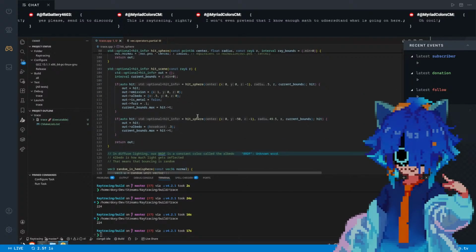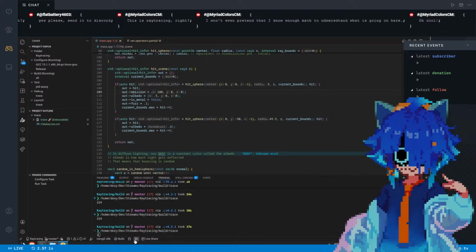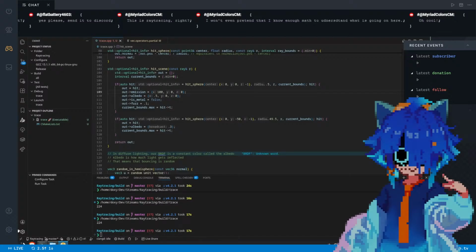An emission of 1 doesn't seem to have done very much. How about an emission of 100? Are we gonna blow the scene out with red light now? Oh, I wonder if, no, it shouldn't. Because that value is, I wonder if the emission value is going to be relative to the pixel count. That would be kind of unfortunate.